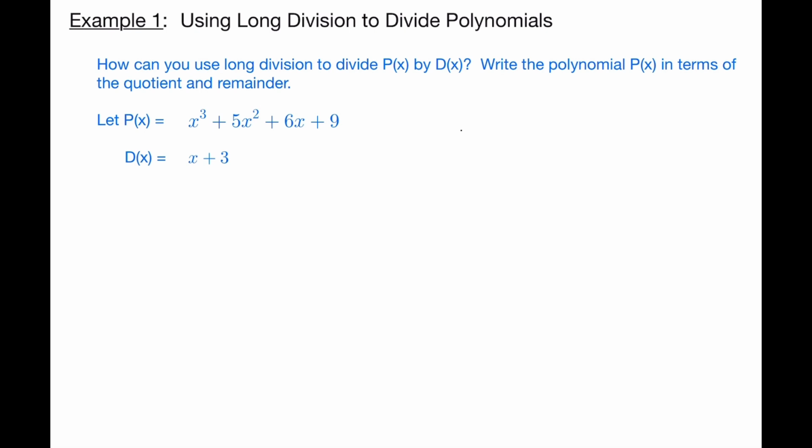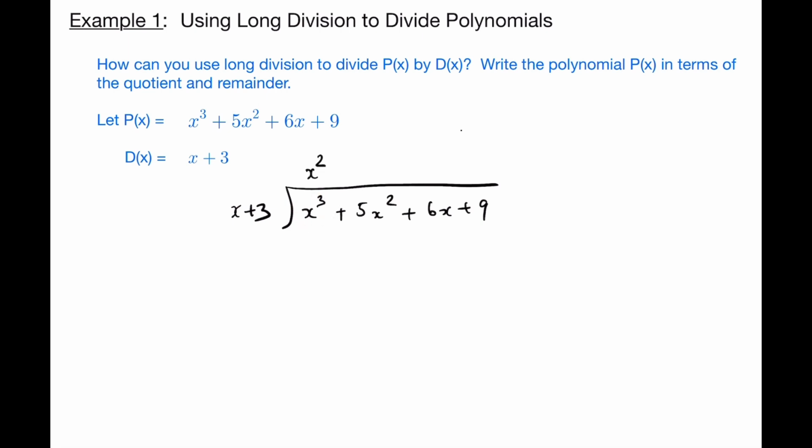We're going to take the polynomial p of x, which is x cubed plus 5x squared plus 6x plus 9, and we're going to divide it by x plus 3. Okay, so now the focus of your attention is going to be on this x over here in the divisor and this first term. And the question is, what do we need to multiply x by to get x cubed? And the answer is x squared.